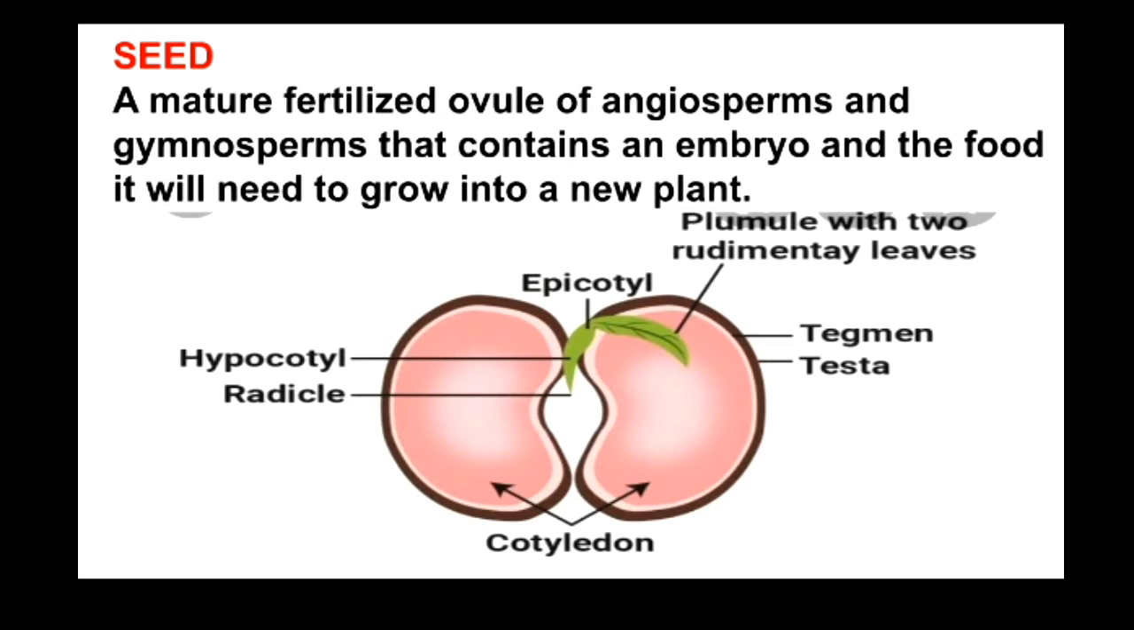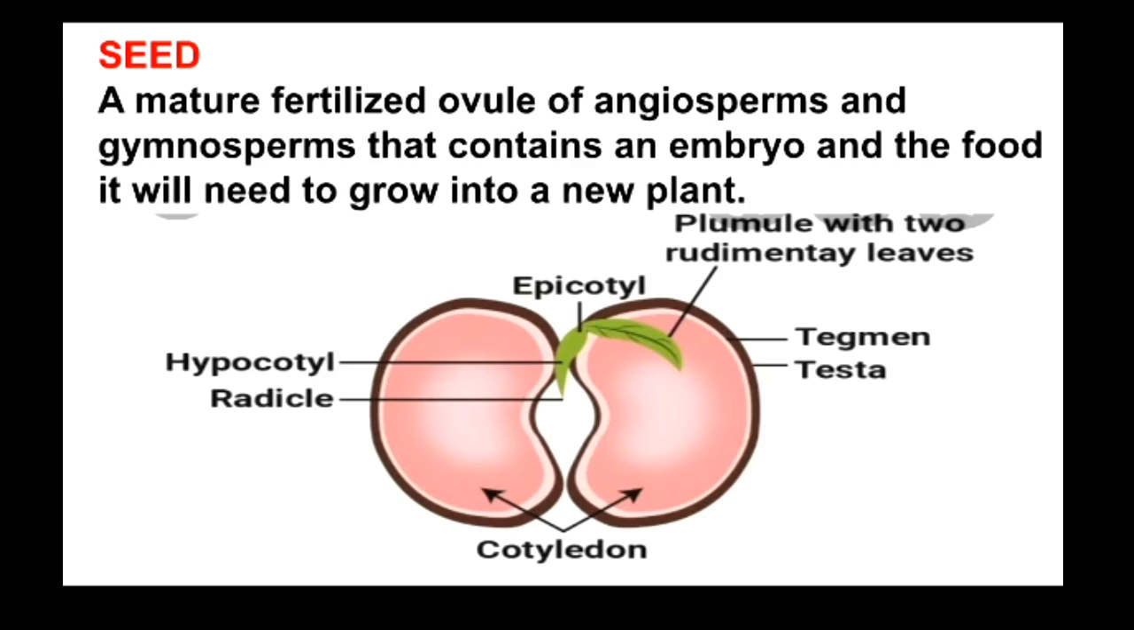After fertilization, the ovary of the flower develops into fruit and the ovule of the flower develops into a seed. So, seed is a mature fertilized ovule. It contains an embryo and the food it will need to grow into a new plant. The picture here shows the structure of a seed. The seed is enclosed in a seed coat. Generally, the seed coat is double layered.